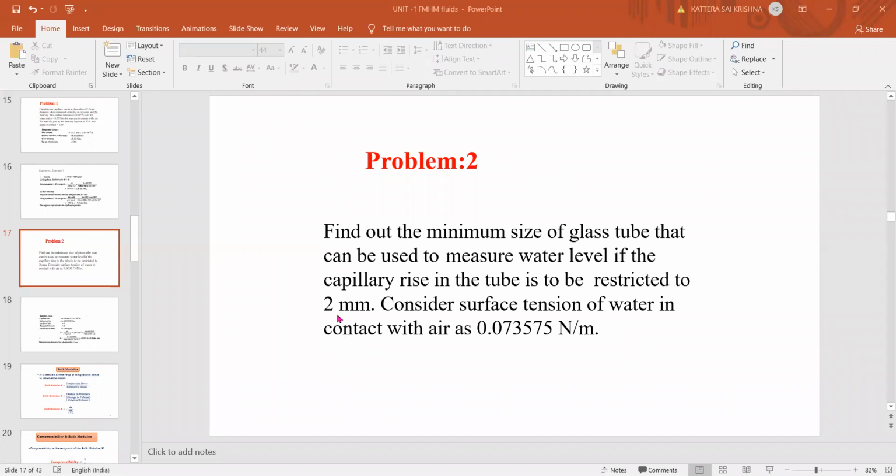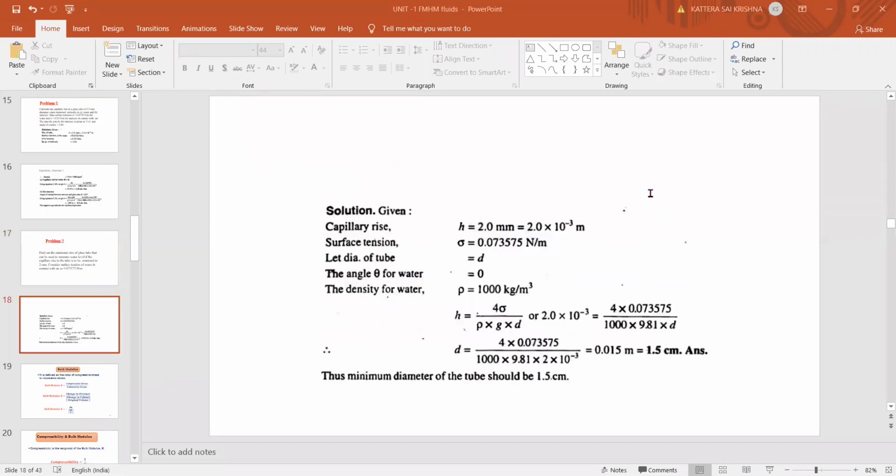Now substitute the values of H, sigma, and the density of what we have to take. What is flowing there? Water is there. So density of water, how much? 1000. G value 9.81. Right? Substitute all the values, you will get your D value. So capillary rise is given, H equal to 2 into 10 power minus 3 meter. Surface tension sigma is given 0.073575. Diameter of the tube equal to D.